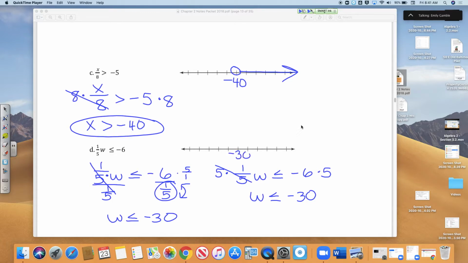Negative 30 is the number we would need on my endpoint. It's going to be a closed circle. Anything less than it would be anything to the left.